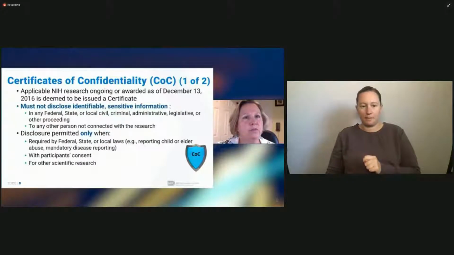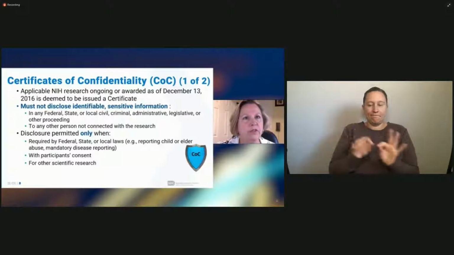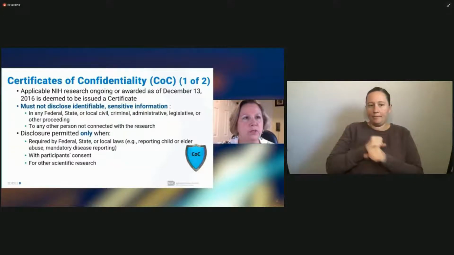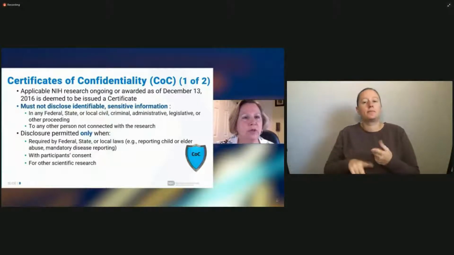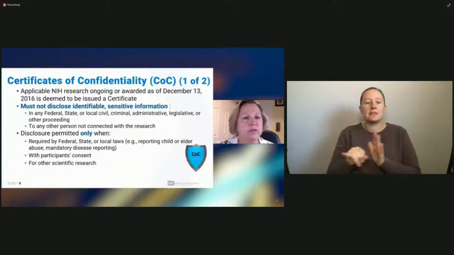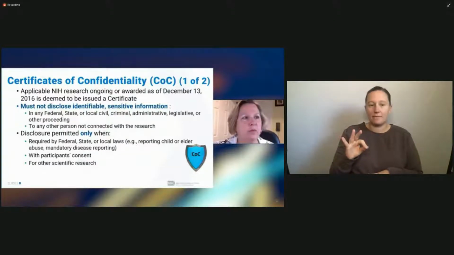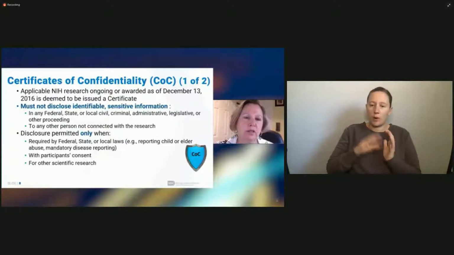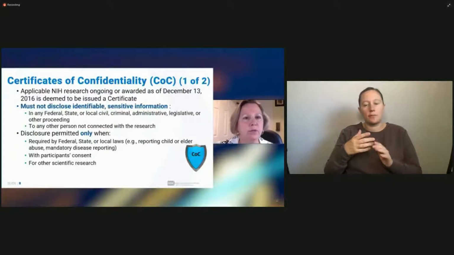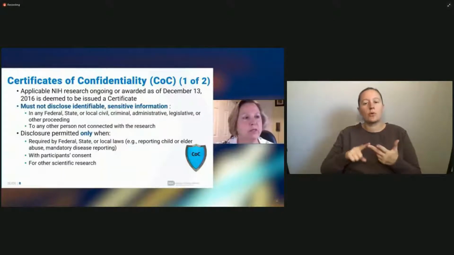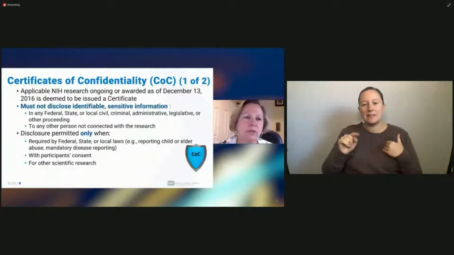So it's important that you know if you have COC protections, because you will need to disclose that to your participants. And you would also need to know that you can only disclose information that's identifiable and sensitive if it's permitted when it's required by a federal, state, or local law, such as child abuse or elder abuse, or mandatory disease reporting, such as tuberculosis, if it's with the participant's consent, or for other scientific research.